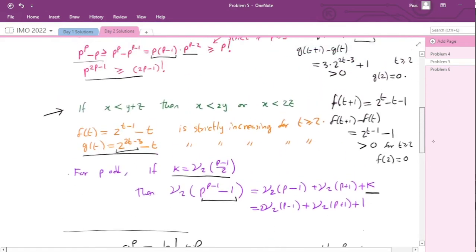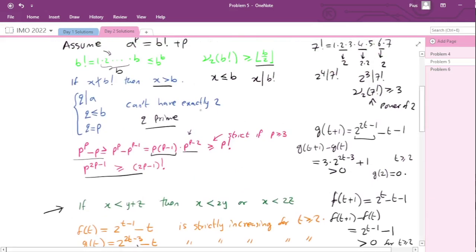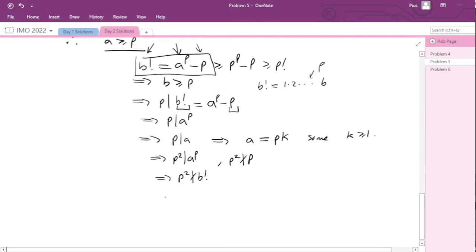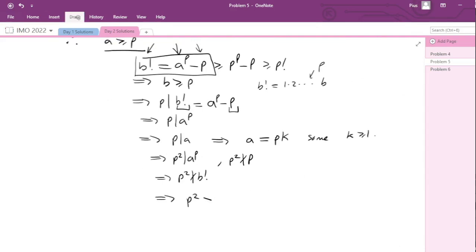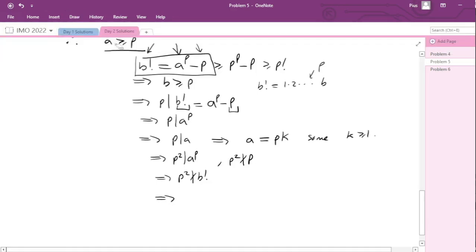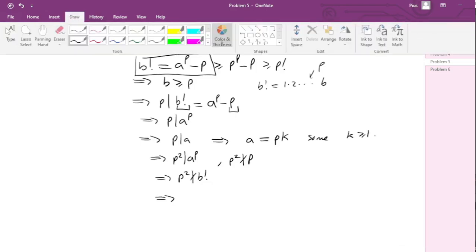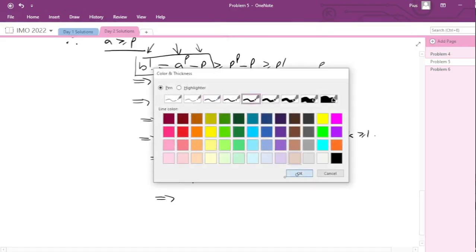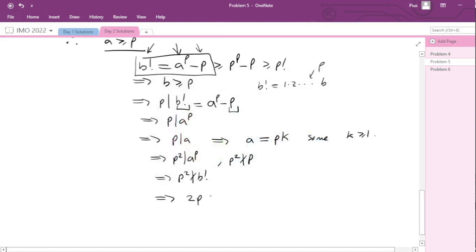So what does this mean? Well, we have that if x doesn't divide b factorial, it has to be greater, right? So this means that p squared has to be... okay, I think we could do better than this. So here we can actually just show that 2p itself is going to be greater than b. So it's going to be greater than b.